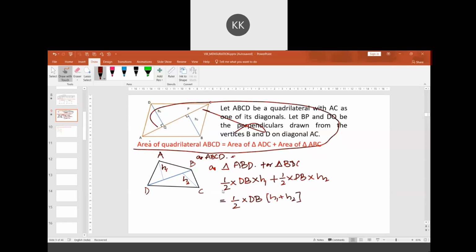In general, this is the formula: half multiplied by the common diagonal multiplied by the sum of the altitudes. Understood? Isn't it easy?